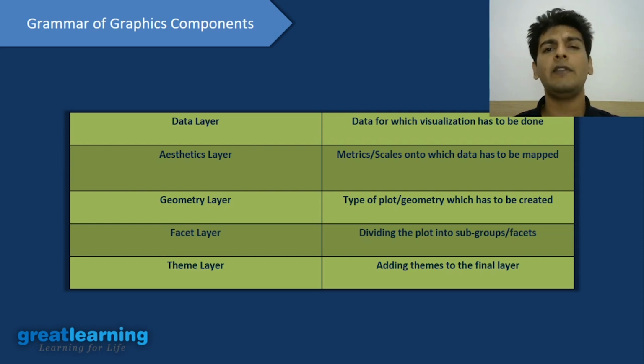And then finally, we have the theme layer, which is basically used to make our plot even more pretty. So you can add background to your panel, and you can also add background to your plot. So these are basically the different components which are present in grammar of graphics.